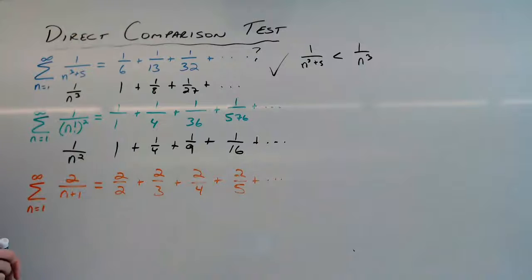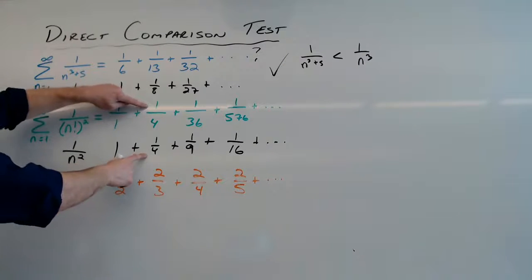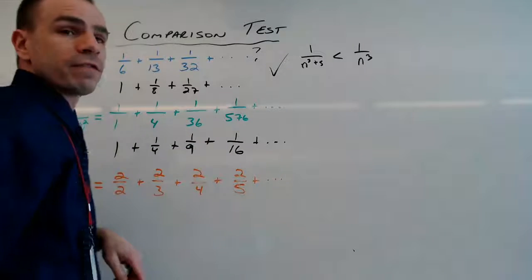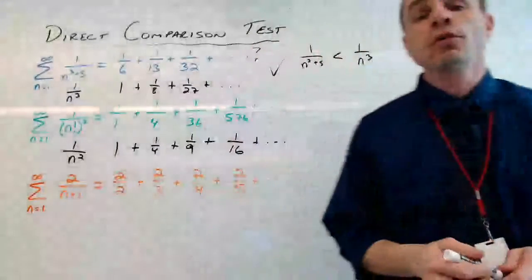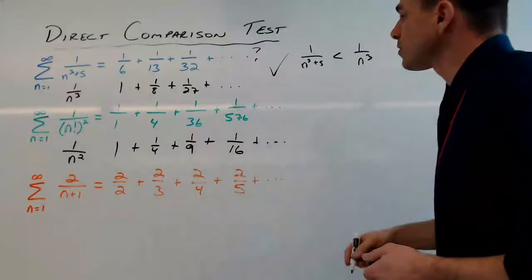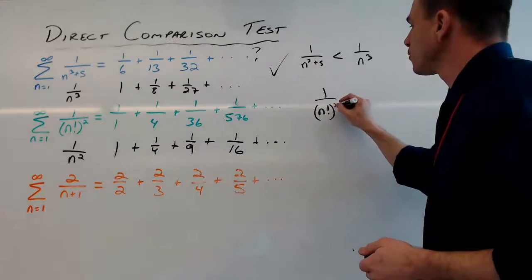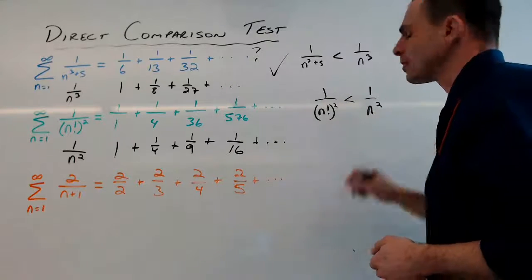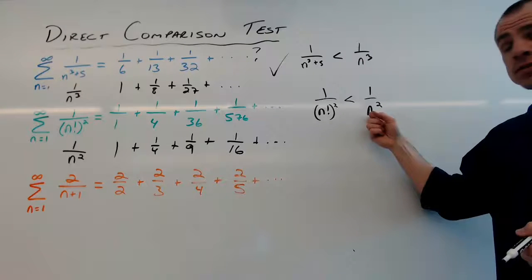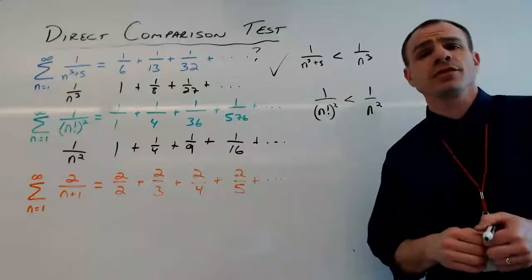So we compare them. First time around the terms are the same. Second time around the terms are the same. But then 1/9 is larger than a 36th. And 1/16 is larger than 1/576. And that will be the situation going forward. So eventually, not necessarily right away, but eventually, 1 over the quantity n factorial squared is less than 1 over n squared. And then by the direct comparison test, since this series converges, this series must converge as well. It works with divergence too.